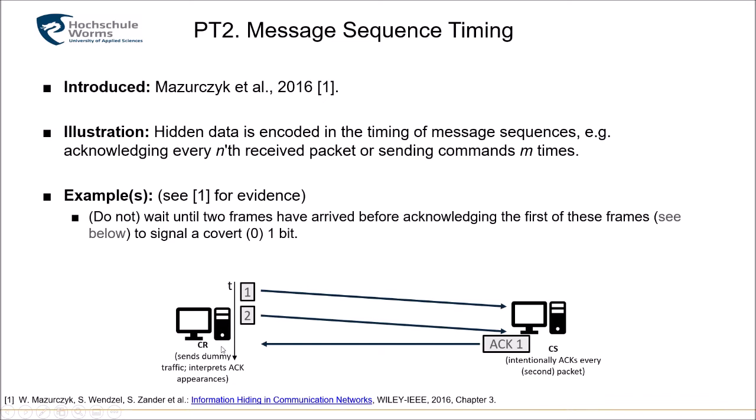And here you can also, for instance, have a covert sender and receiver, where the receiver sends dummy packets to the sender, and the sender acknowledges either every packet or just every second packet or just every third packet. And how the acknowledgements are done represents the hidden information.